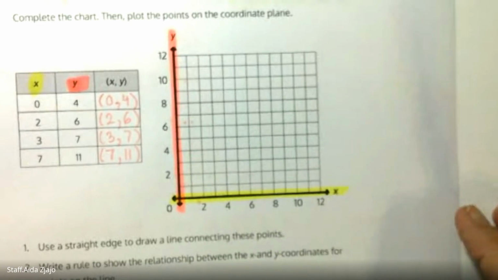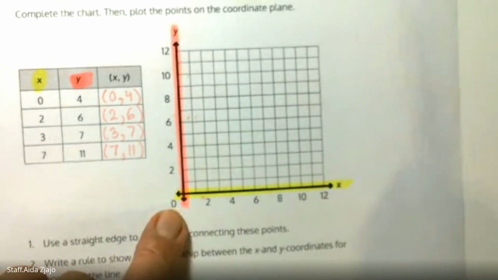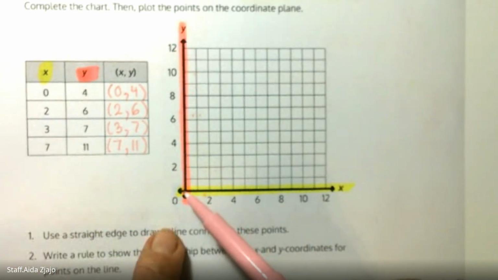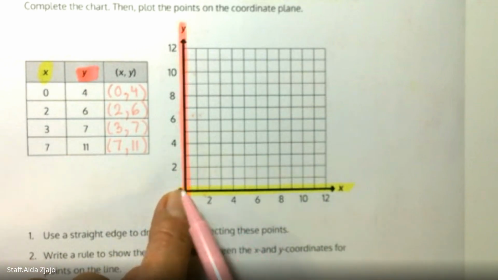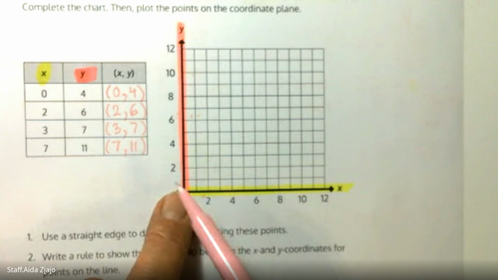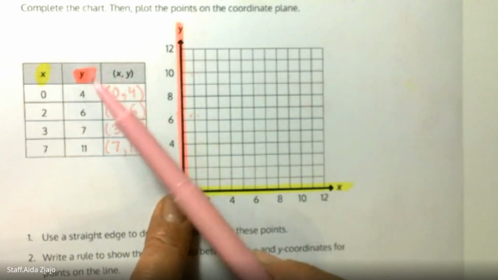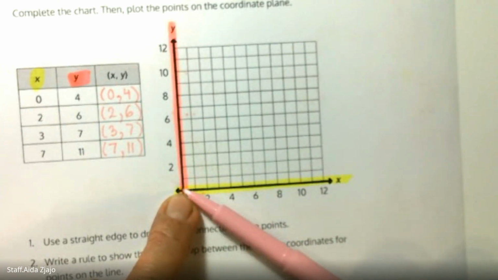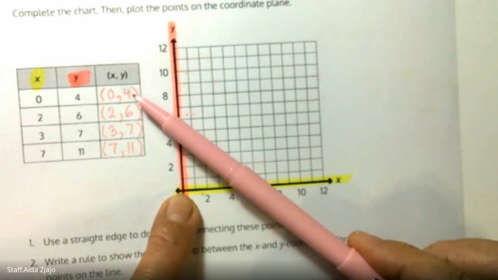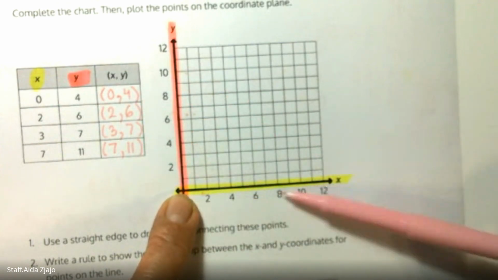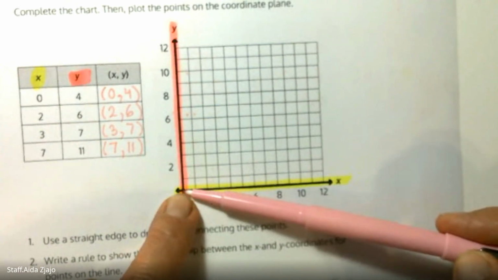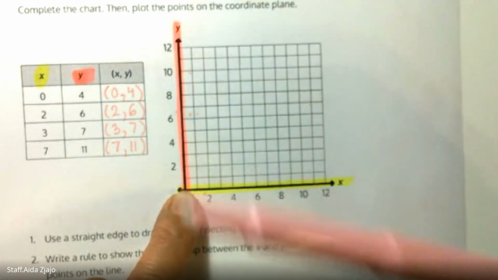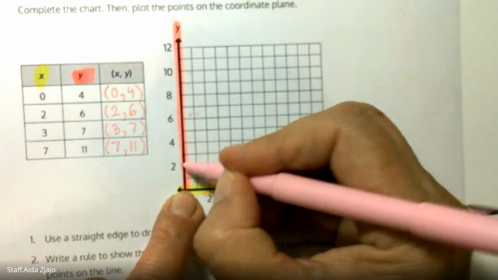Now we're going to plot the points. Origin is where these perpendicular lines meet. It's called the origin. The good way is to always start with the origin if you already have a coordinate pair. So x is 0, you stop on 0, and y is 4. You don't move along the x-axis because it's already 0, it's already at the origin. So we only need to go 4 units on the y.